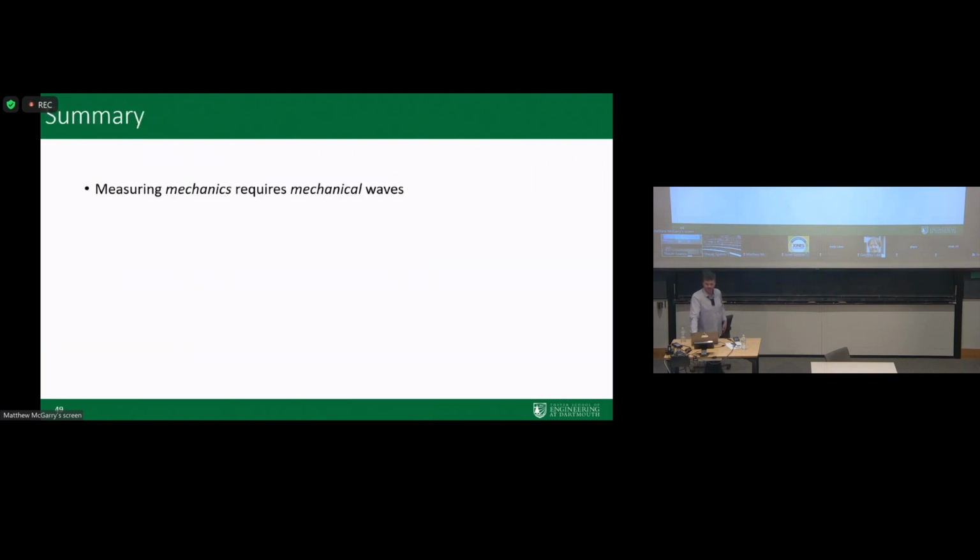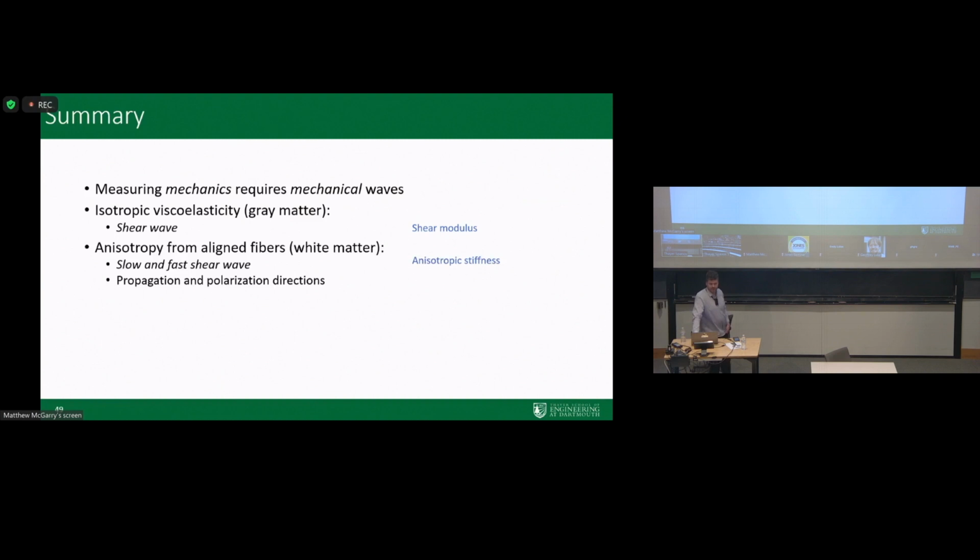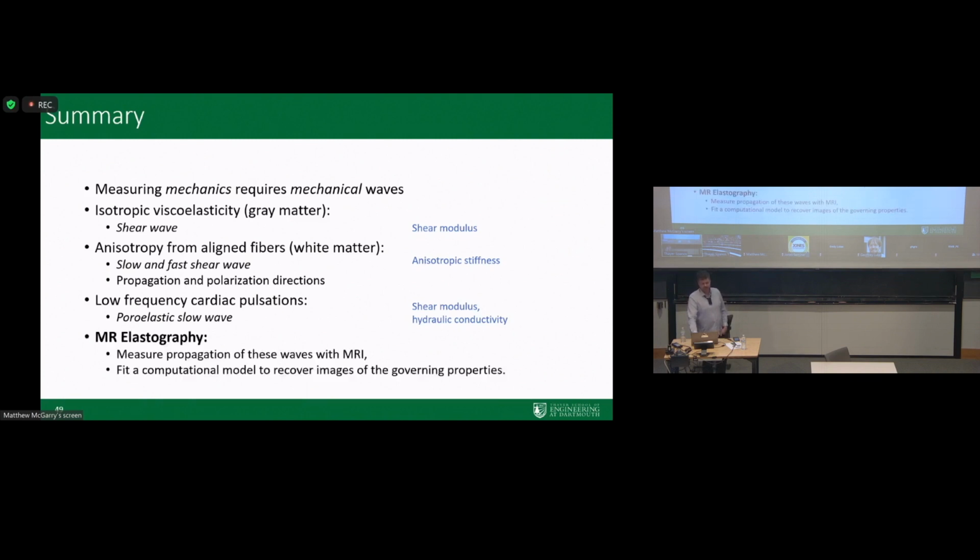So, summary, just in case you came here just for the cookies: measuring mechanics requires mechanical waves. There are three types of things that I've looked at. Isotropic viscoelasticity, where the shear wave determines the shear modulus. Anisotropic fibrous materials, where you have a slow and a fast shear wave, and from that you can calculate the anisotropic stiffness. And at the frequencies of cardiac pulsations, the poroelastic slow wave allows us to measure the shear modulus and hydraulic conductivity. And then finally, with MR elastography, we just measure the propagation of these various types of waves and fit a computational model to recover the images of the governing properties.